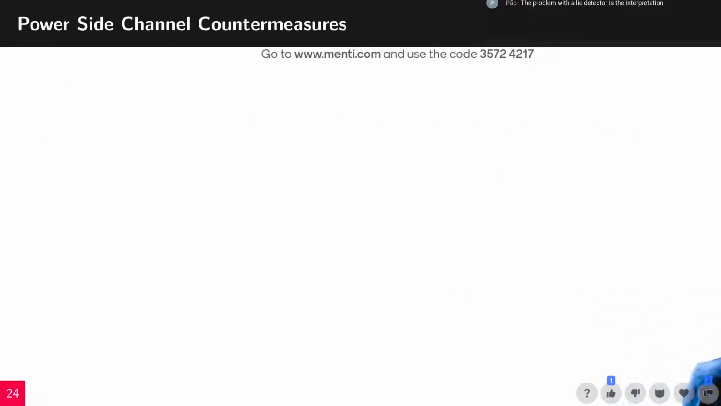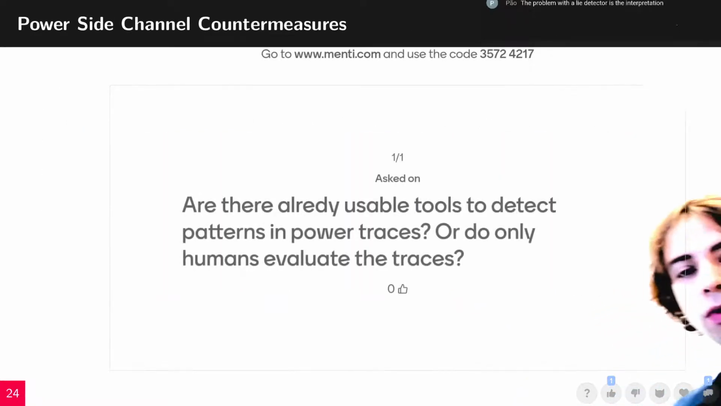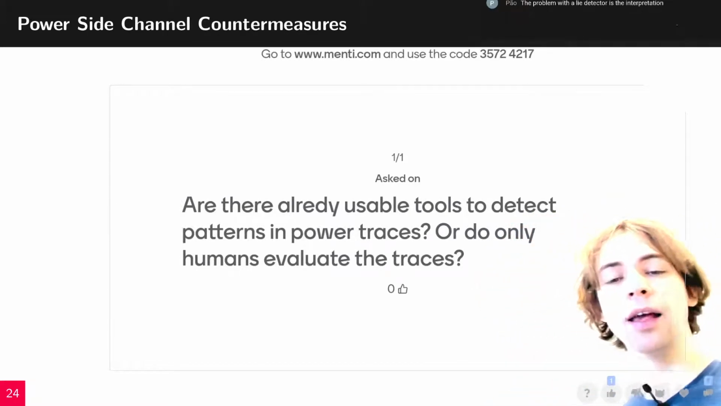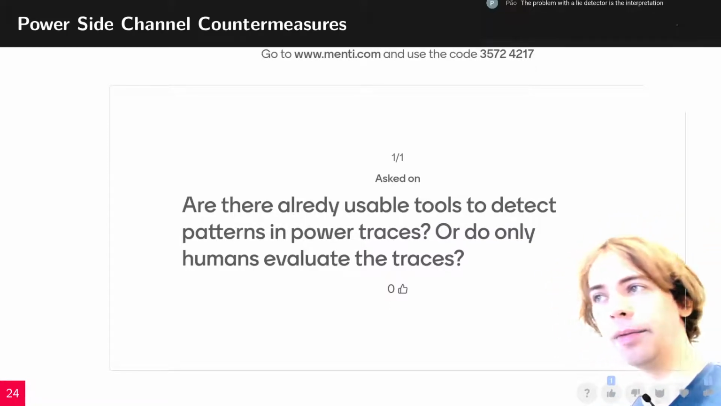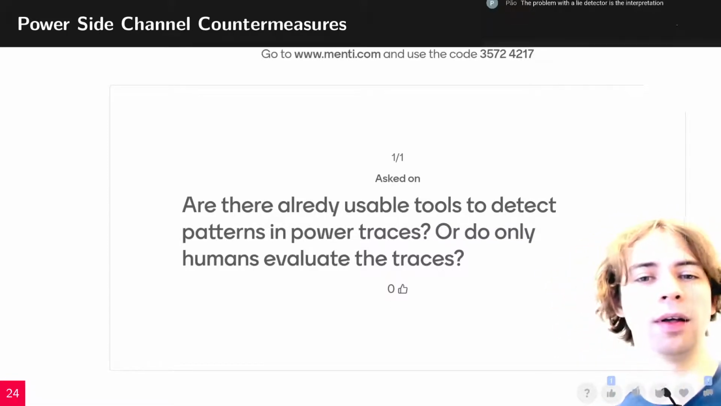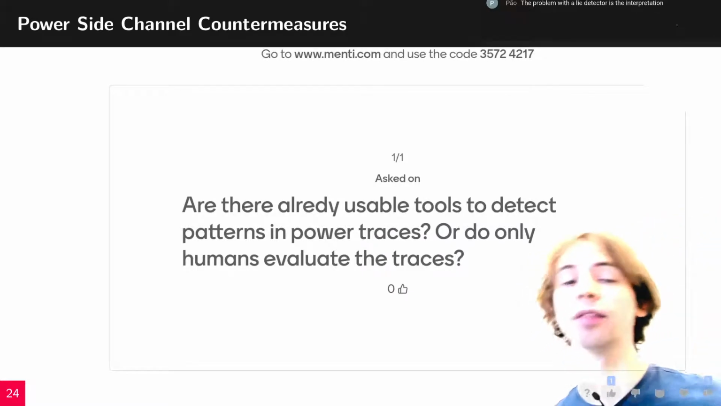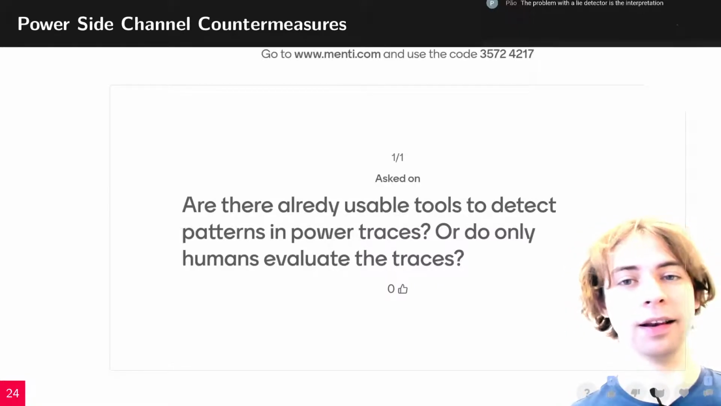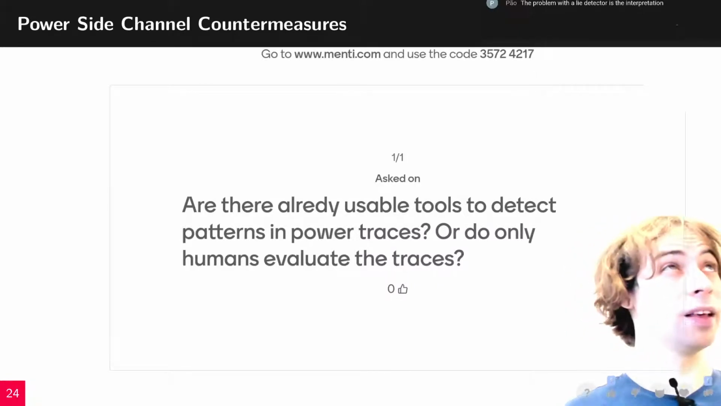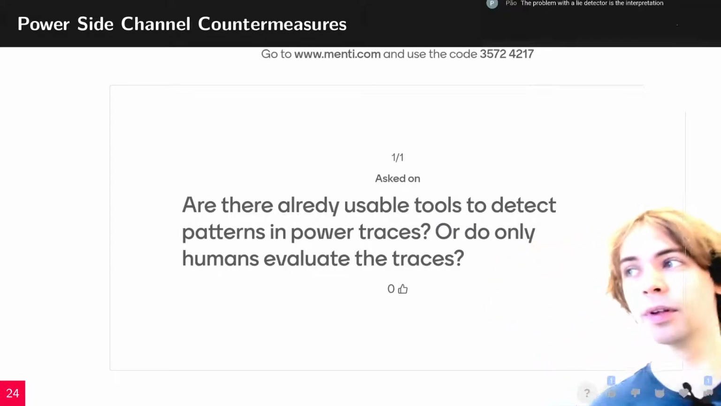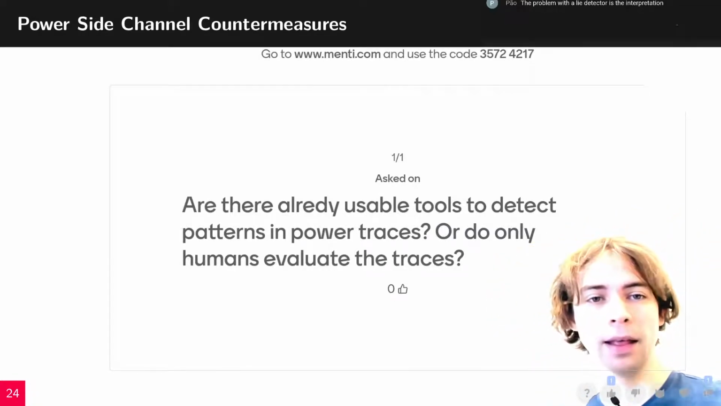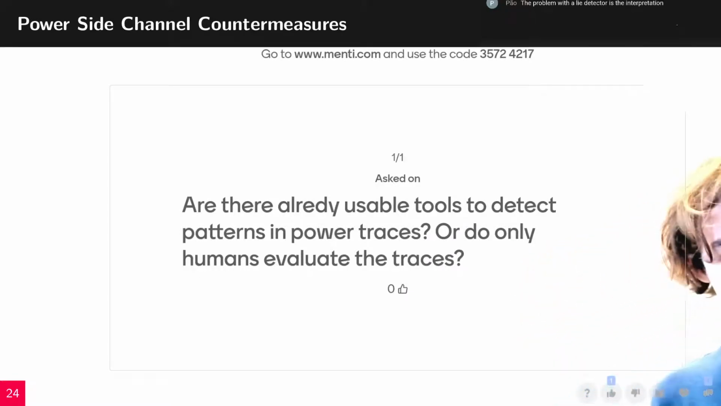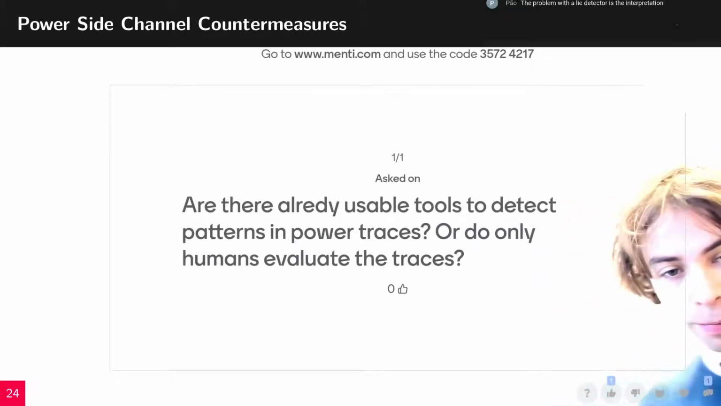There's a question on Menti asking, are there already usable tools to detect patterns in power traces, or do only humans evaluate the traces? There are tools for that. There are many pattern recognition tools, and there's also a long history of attacks in the power side channel area, from the past 3 decades, almost 25 years maybe. And there are more powerful attacks than looking at them by hand, yes. For instance, template attacks are quite powerful.